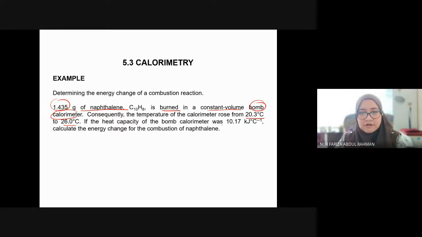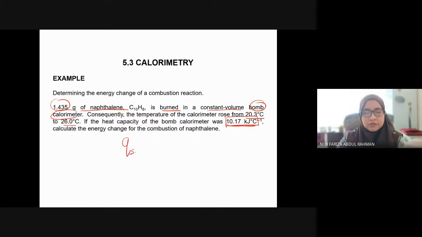If the heat capacity of the bomb is given as this, calculate the energy change for the combustion of naphthalene. Did you see water and the mass of water given? No, dia tak bagi dekat situ. So kita guna apa yang ada. So mungkin dia dah combine. Water tu is already inclusive in this heat capacity. Sebab yang kita ada contoh tu dia pakai water, sekarang ni bomb calorimeter tu tak pakai water pun. Tapi tak apa, it depends on whatever information is given to us.